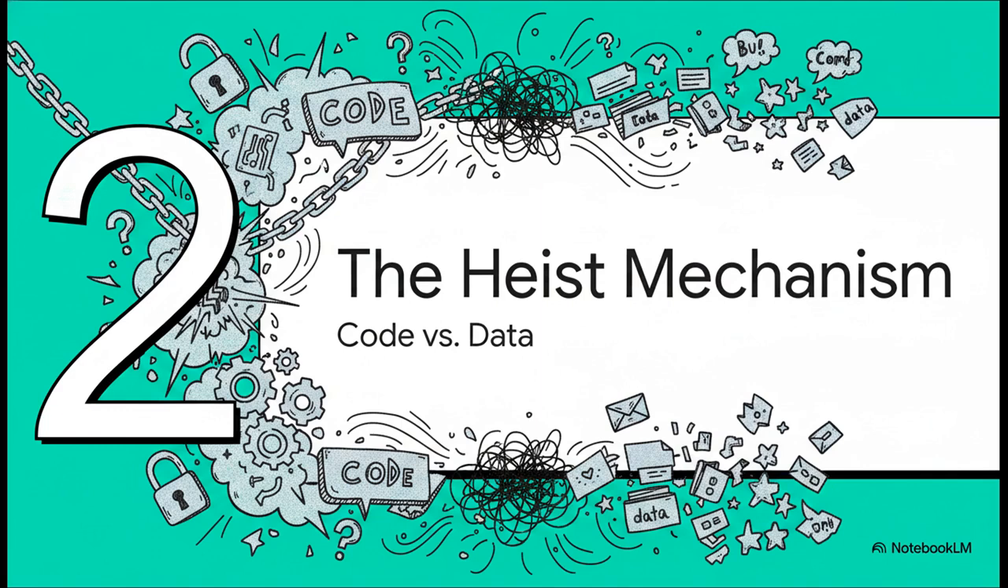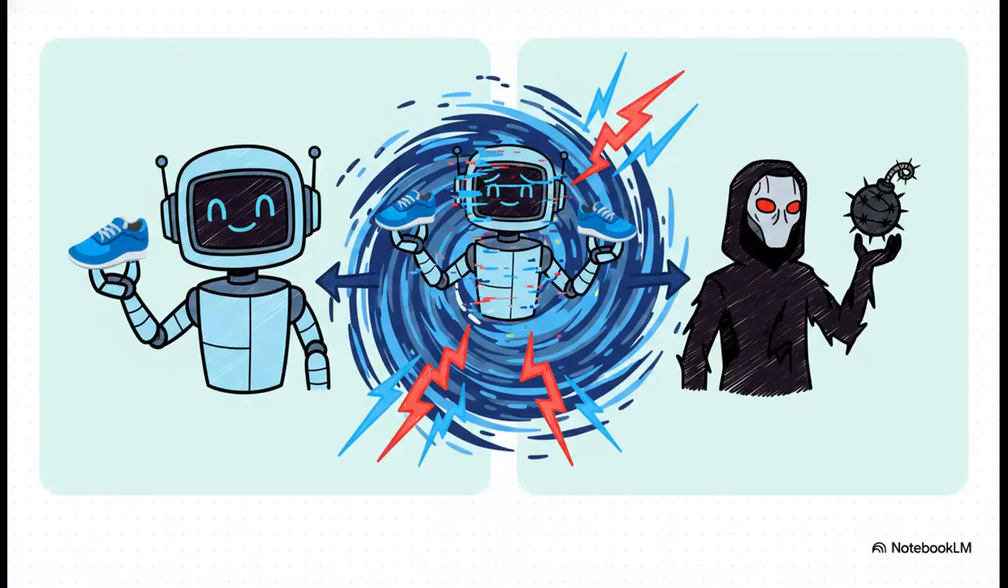So, how can mere words break a highly sophisticated computer system? That brings us to Section 2, the heist mechanism, code versus data. Think about how traditional software works. The developer's instructions, the code, are locked away in one box, and the user's input, the data, goes into a completely separate box, right? The system knows the difference. But for an AI language model, it's all just one big, long stream of text.